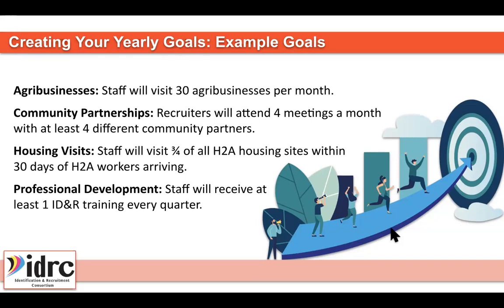You want this to be done within 30 days of when they arrive so that recruiters will know exactly what they have to do and have something to aim for. And if you choose to focus on professional development as a goal, maybe your goal can be staff will receive at least 1 identification and recruitment training every quarter.